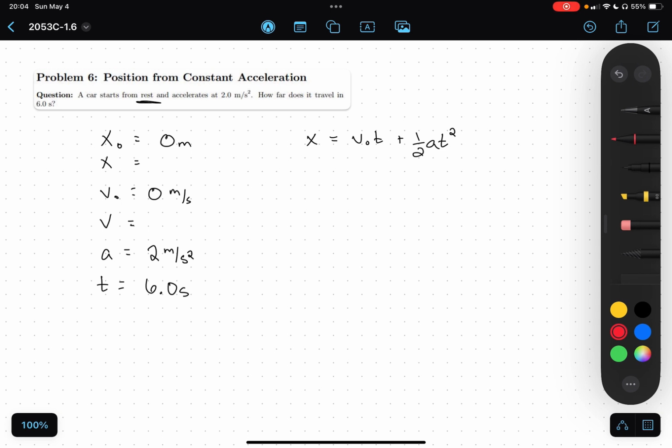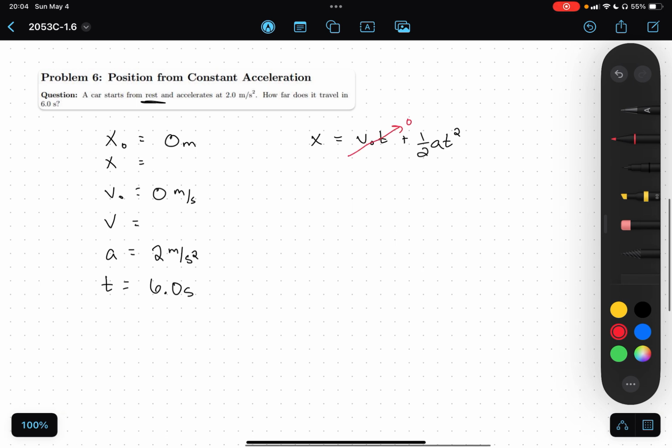Before we go ahead and truly plug numbers in, we want to cancel anything out that is 0 in this equation. In this case, we have an initial velocity of 0, meaning that if we plugged 0 into this term, this entire term would cancel out. The new equation would look like x equals 1/2 at squared. And x, a, and t are all non-zero, so then we can plug in values. We have 1/2 of 2 times 6 squared, which is going to be 36 meters.